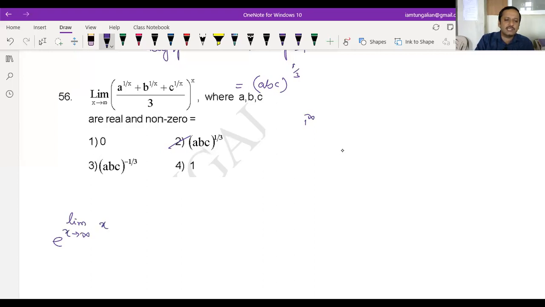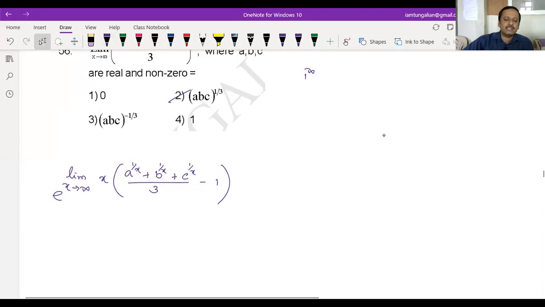What is g of x? x into f of x minus 1. f of x is a power 1 by x plus b power 1 by x plus c power 1 by x, divided by 3. This is f of x minus 1.